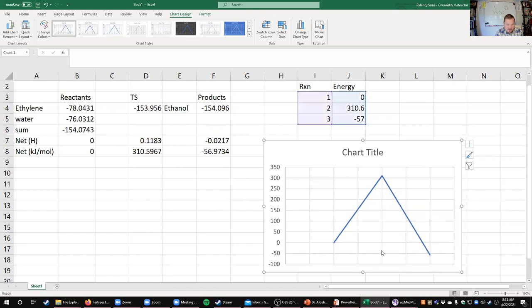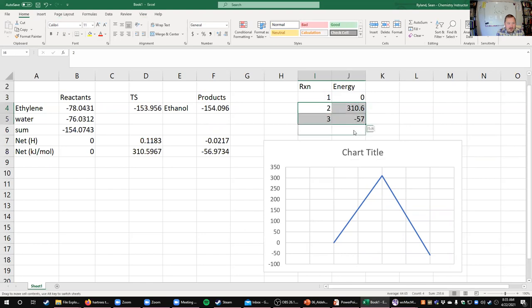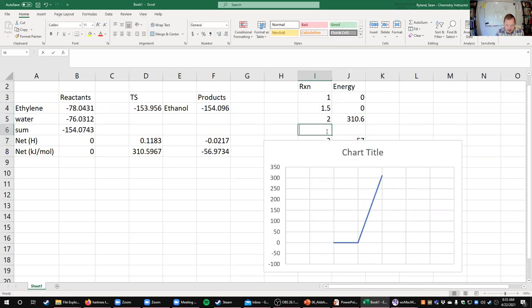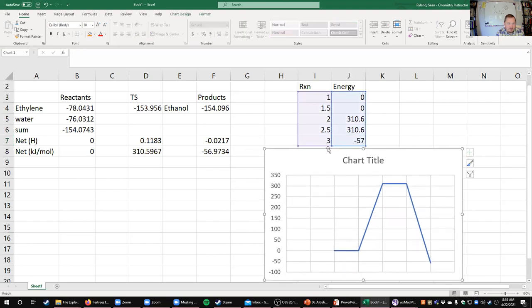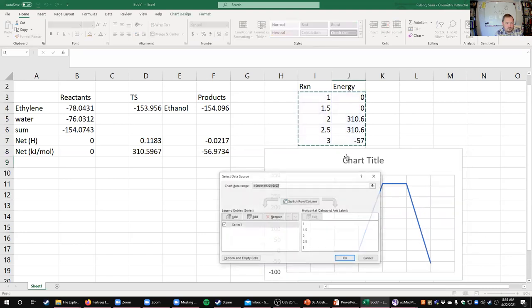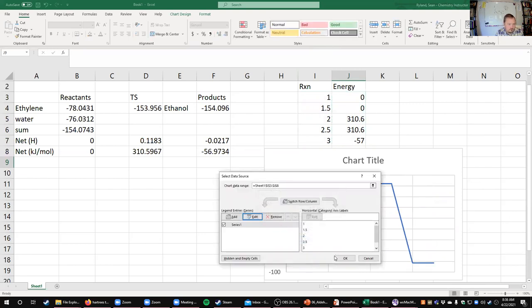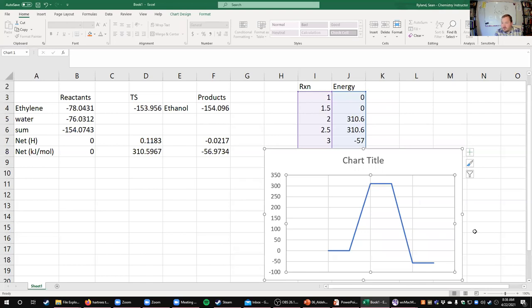And we don't really care about the X-axis, so we could clean that up by deleting that. You would want to fill in the Y-axis here so you know what you're looking at. And you can make it look fancier if you want. You could do things like add a couple other points, 1.5, and we call that 0 as well. And then we could add 2.5 and call that 310.6 as well. It starts looking more like what we'd see in a textbook. That starts looking a little fancier if you do it that way.